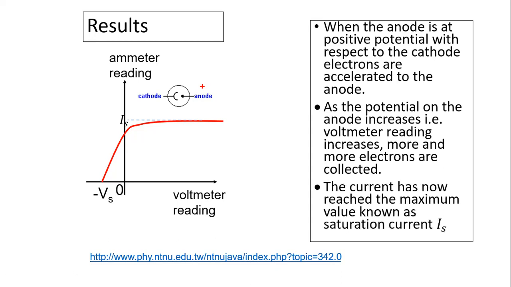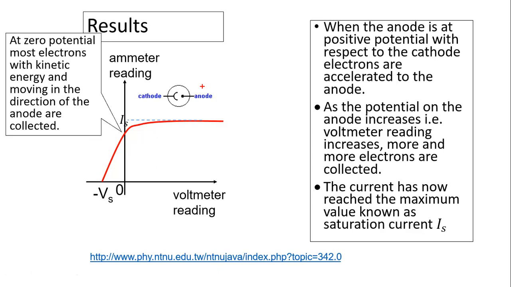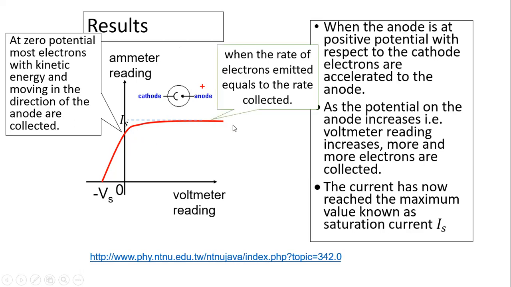Current is now maximum. It will reach maximum. What does it mean? We call it saturation current. So that is your zero potential across the cathode and anode. Most electrons with kinetic energy moving in the direction of the anode will be collected. At this part where the current is constant, the rate of electrons emitted equals the rate collected. Remember, the number of photons falling on the surface is constant, so the number of electrons emitted is also constant. If you collect all the electrons, there's no more extra. So what is emitted is collected. That's why the current is constant.